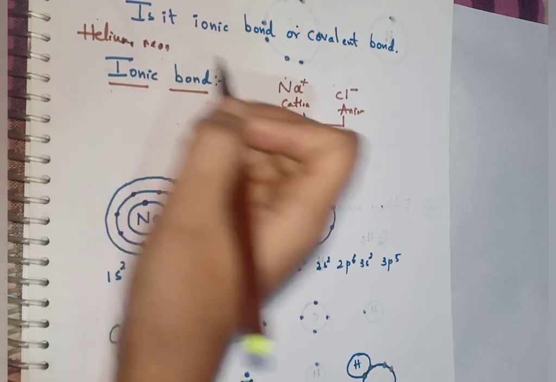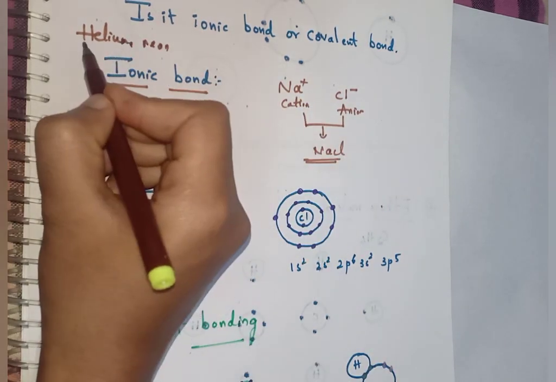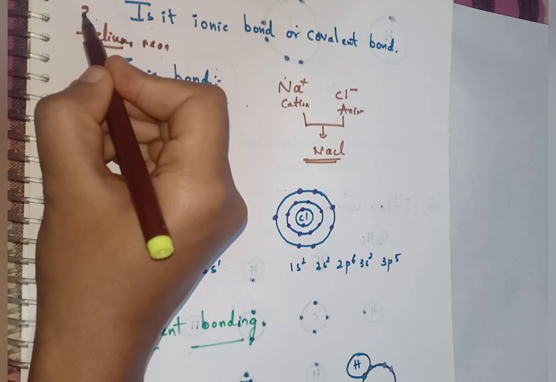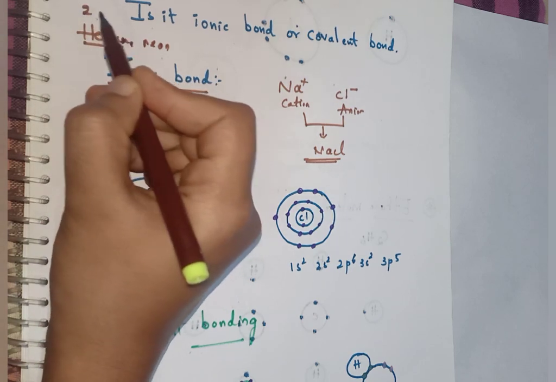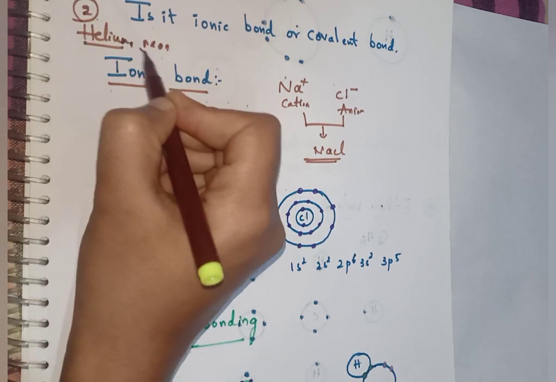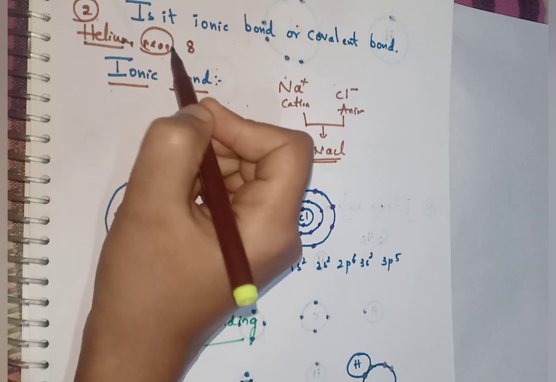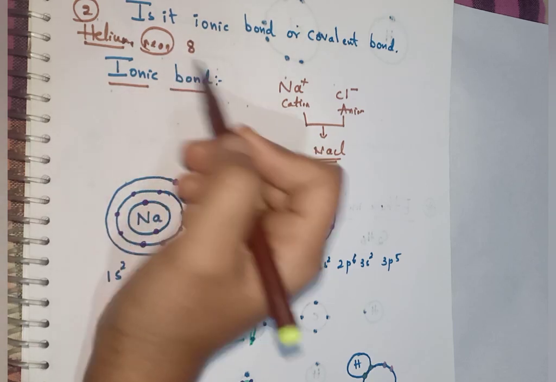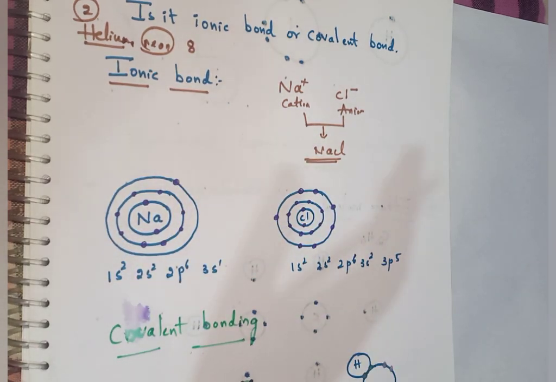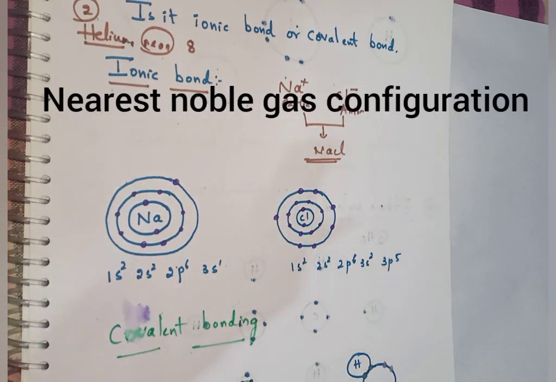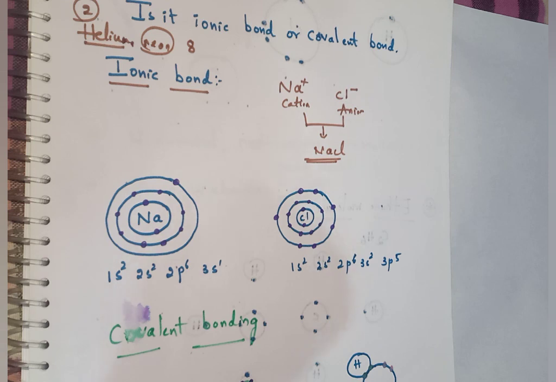neon configuration, etc. So for helium we know that it has 2 electronic configuration. For neon it has 8 electronic configuration. So every element is willing to complete its outer shell, that is it should have 2 or 8 electrons, or noble gas configuration must be present.